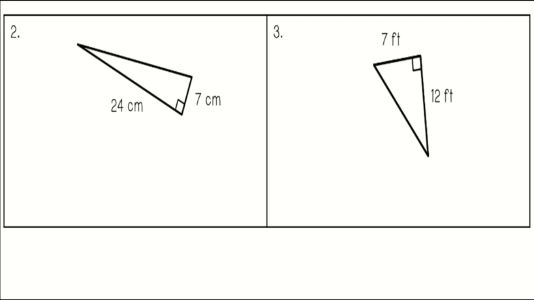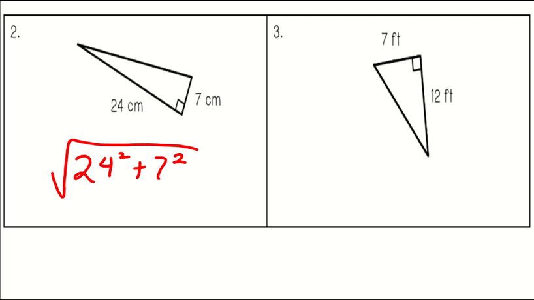Ethan, what you got for number 2 here? 25 is correct. Y'all, those are legs. They're both touching the 90-degree angle. So to find the hypotenuse, we're going to add those up. So you got the square root of 24 squared plus 7 squared.